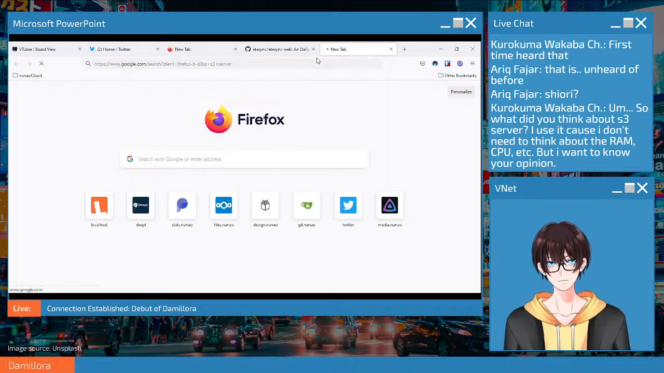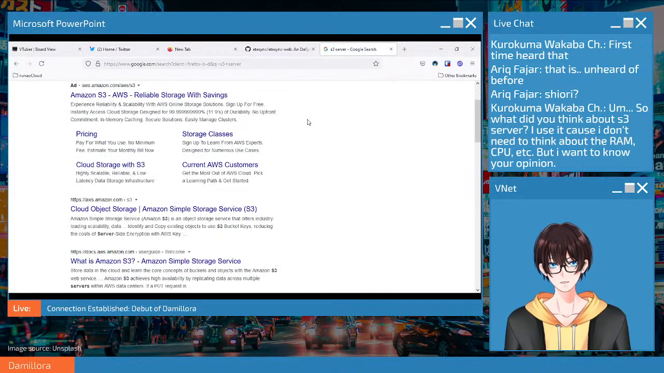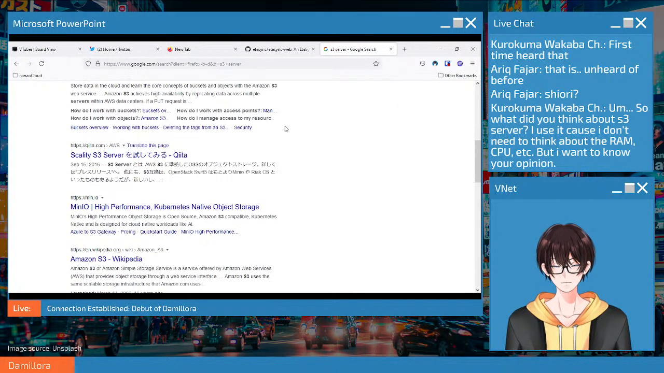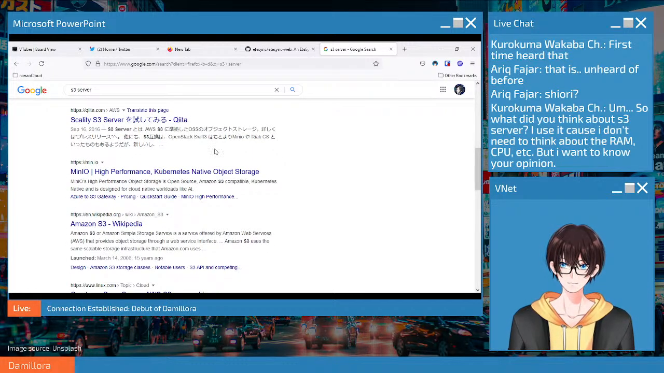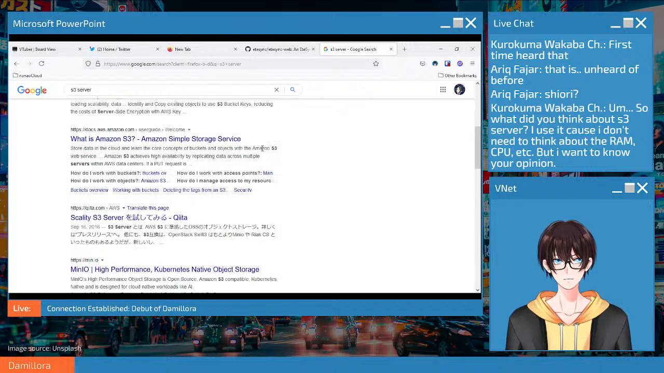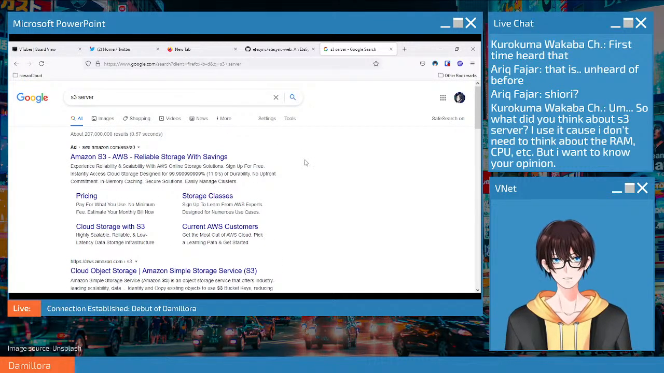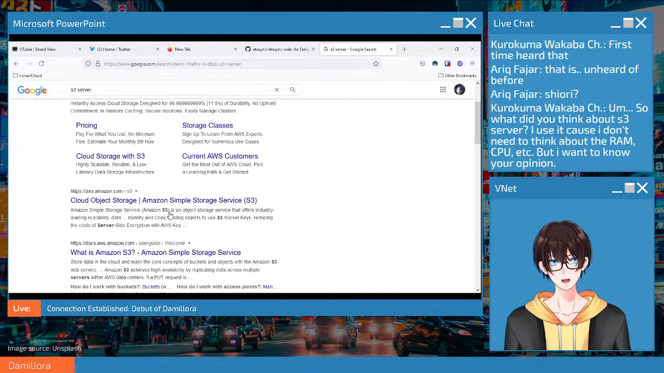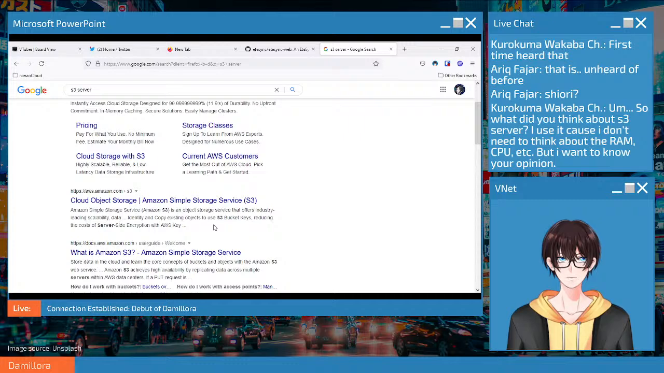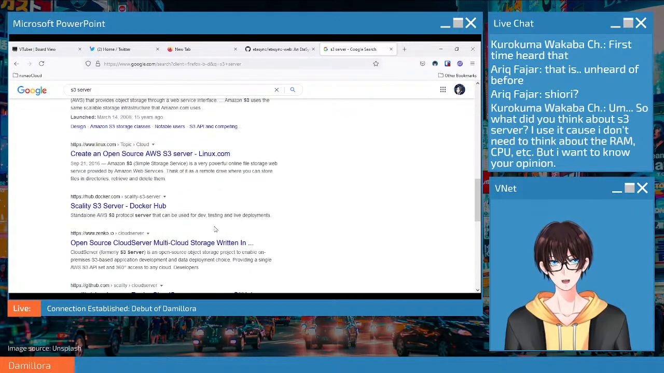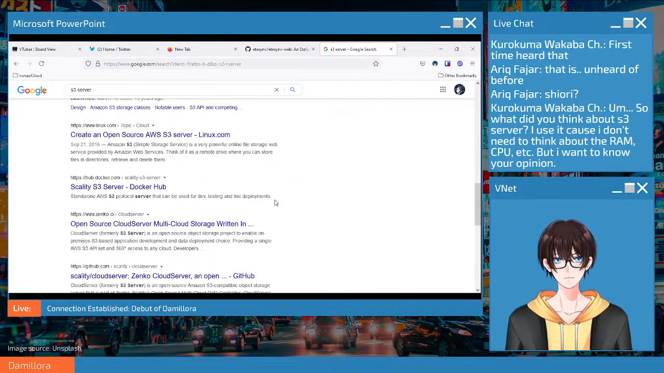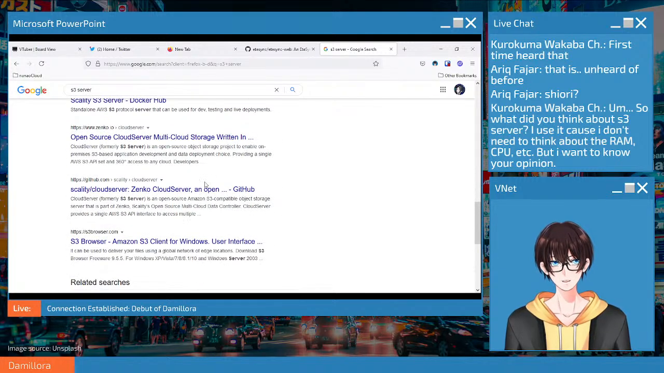First of all, what is even S3 server? What I know about S3 is that the first S3 that I think about is the Amazon S3, the simple storage service. So yeah, I would like you to clarify what you mean by S3 server?